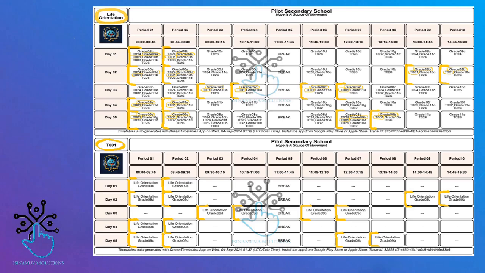Teacher T001 is one such teacher that only teaches life orientation in the school. As can be seen in this slide, all the lessons reflected in the timetable of teacher T001 are also reflected in the life orientation subject timetable, along with other teachers who offer the same subject in the school. A teacher that specializes in a single subject has thus an option to utilize either an individual teacher timetable or an individual subject timetable. In the next slide, we will focus on the subject composite timetable.